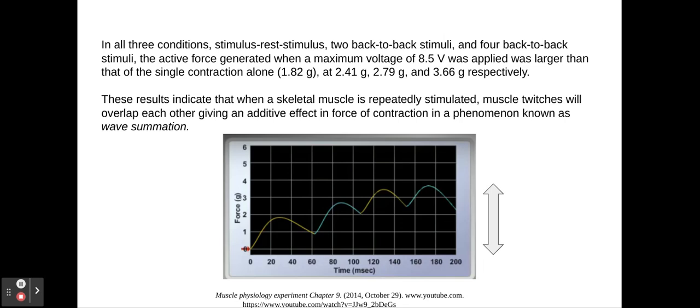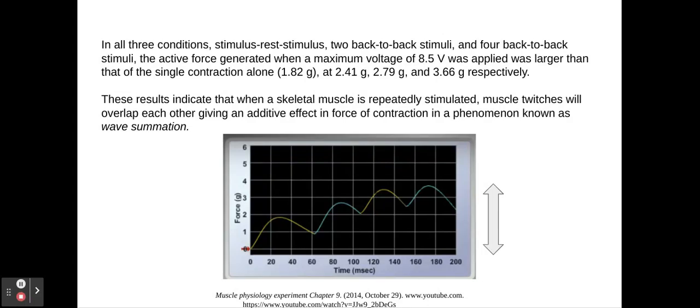These results indicate that when a skeletal muscle is repeatedly stimulated, muscle twitches will overlap each other, giving an additive effect in force of contraction in a phenomenon known as wave summation. This is clearly seen in the 0.59 gram increase in force between the single stimulus in Part 1 and the stimulus-rest-stimulus condition in Part 2, showing that even when a muscle is allowed to relax briefly between contractions, the second contraction will be stronger.